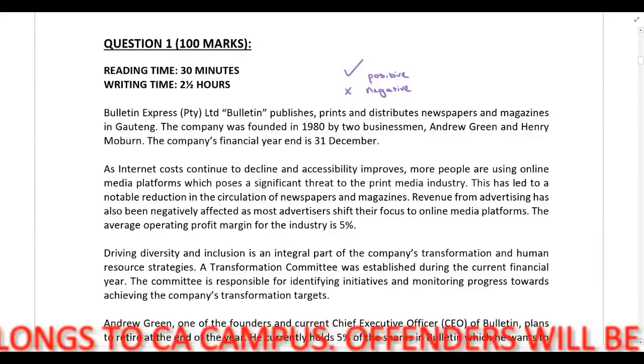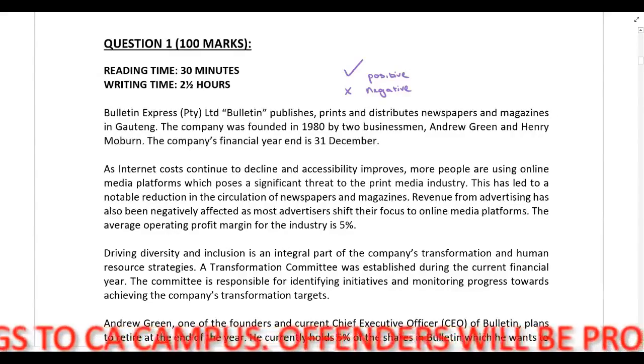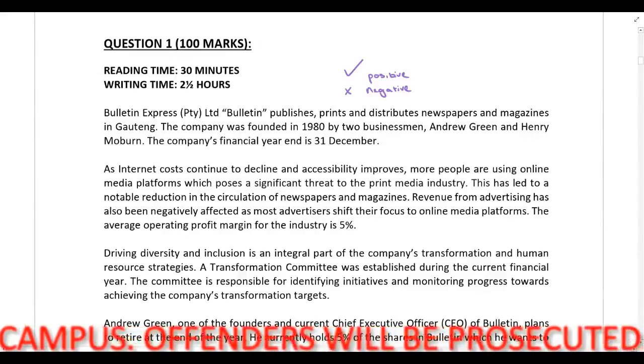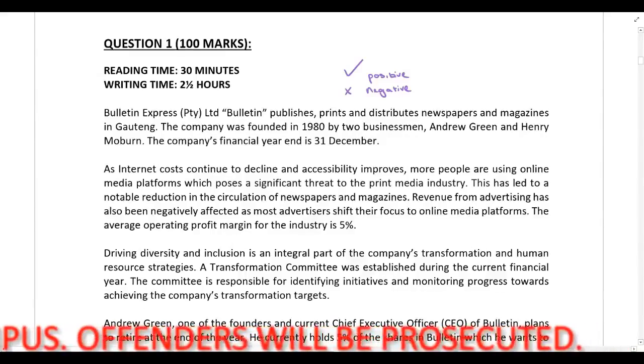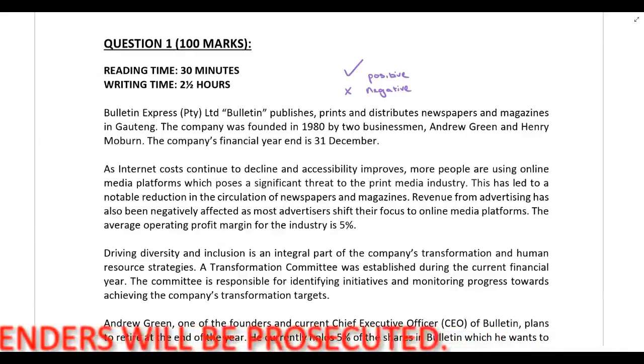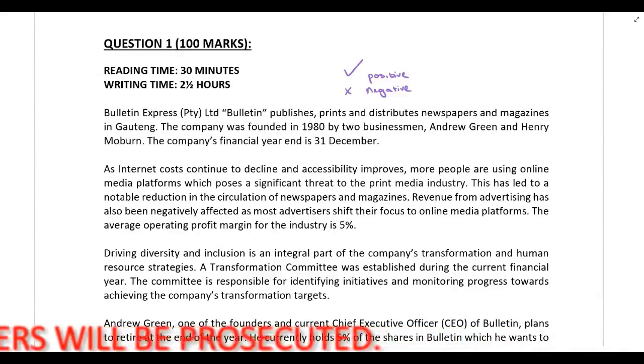Now, at this point, we don't yet know what the required looks like, so we don't want to go into more detail than that. For now, we are just looking for positive and negative factors. Then, when we get to the required, if we are asked to perform a SWOT analysis, then obviously the strengths and opportunities would be positive factors, and weaknesses and threats would be negative factors. So at that point, we will then determine which of the positive factors are in the internal environment and which are in the external environment, or which of the negative factors are in the internal environment and which are in the external environment.